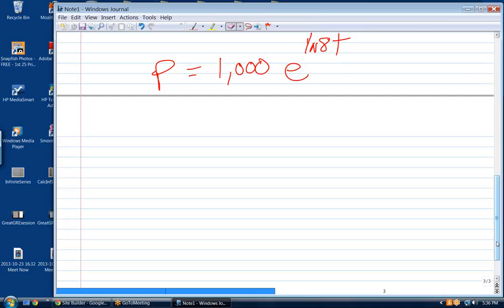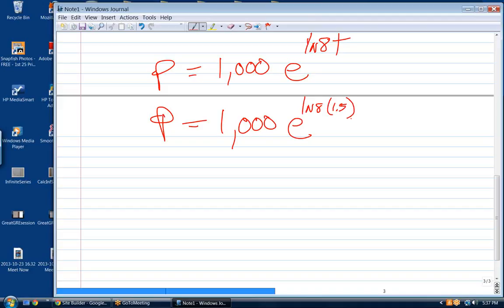Okay, and there's probably a part B to this question. Like, how much will the population be at the end of 5 hours? Or when will the population hit 10 million? What's the population after 1.5 hours? In 1.5 hours? Yeah. So, we just plug in 1.5 for t. Put that in your calculator, and you'll get an answer.